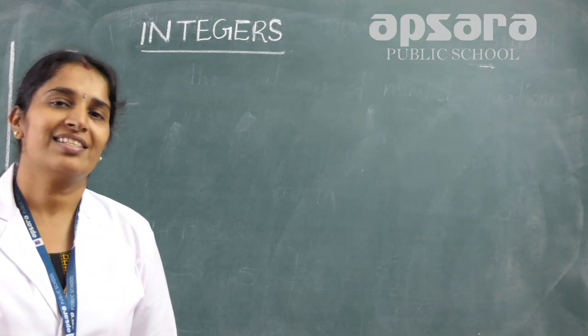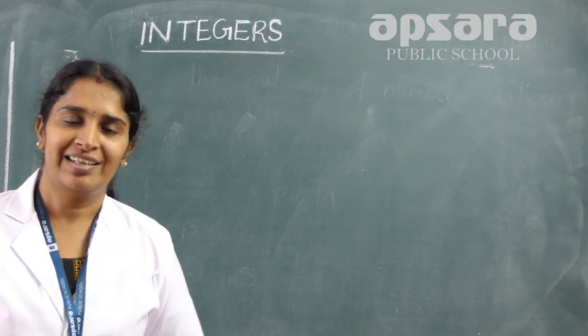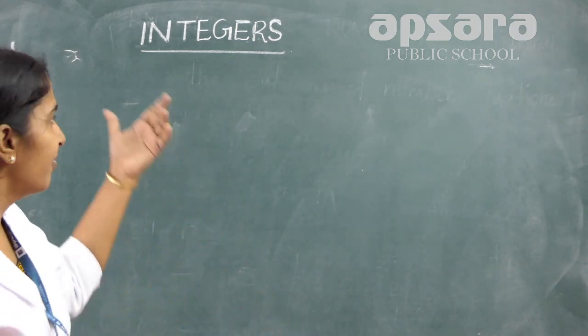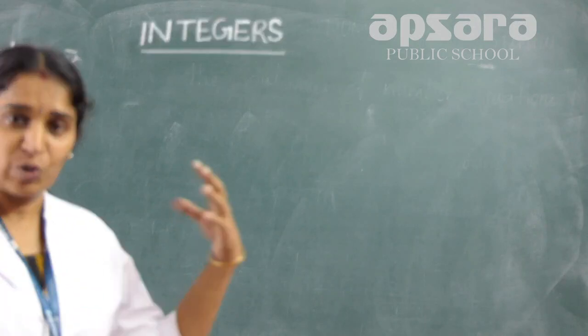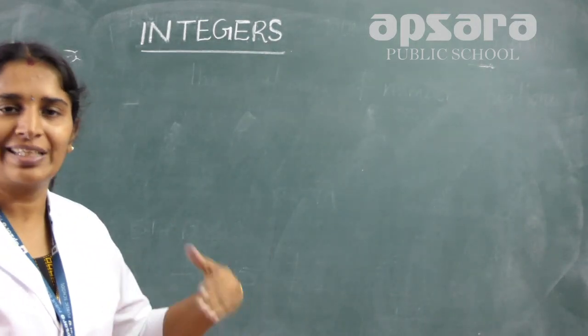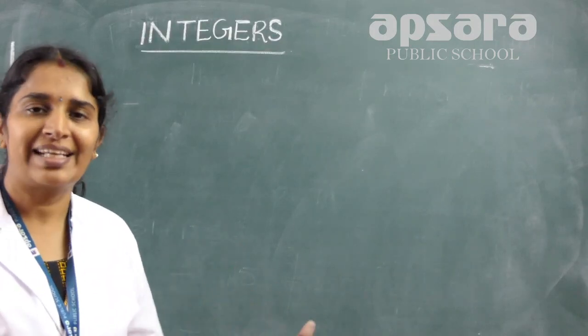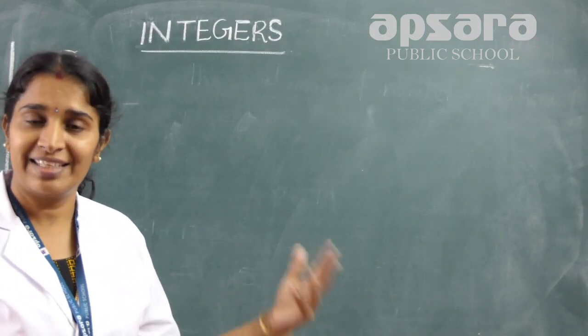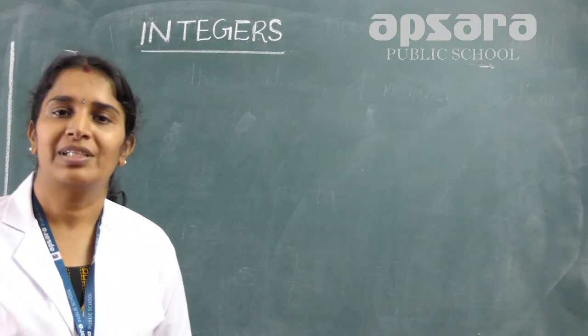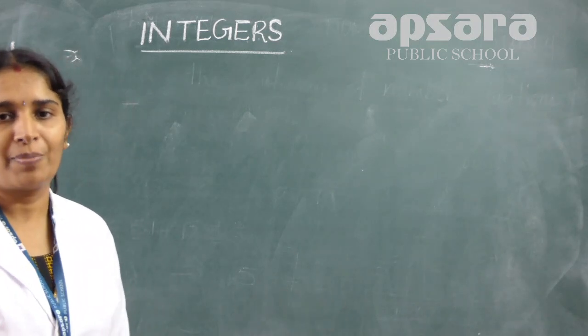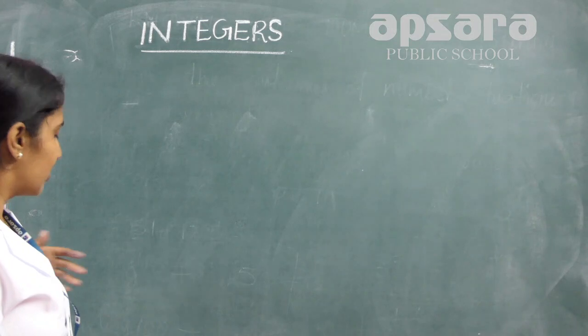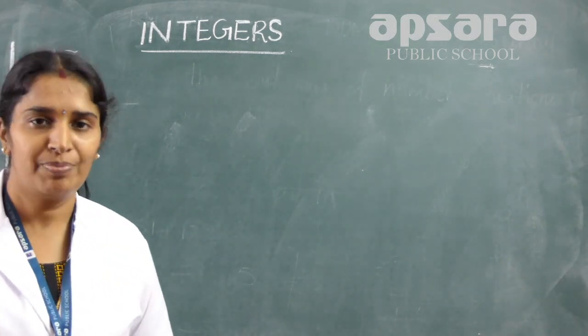In the last class we have studied different properties of integers, that is closure property, commutative property, associative property, additive identity, multiplicative identity, then additive inverse, and the last property was distributive property. Today also we are going to continue with distributive property.